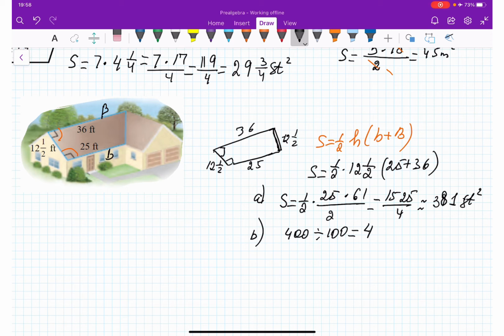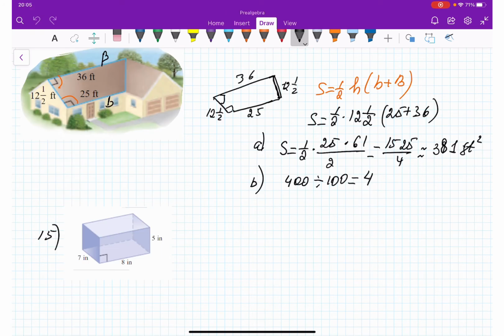Okay, question number 15. We are going to find here volume and surface area. So to find volume is equal to length times width times height. So volume is equal to 7 times 8 times 5, right? And it's equal to 280 cubic inches.